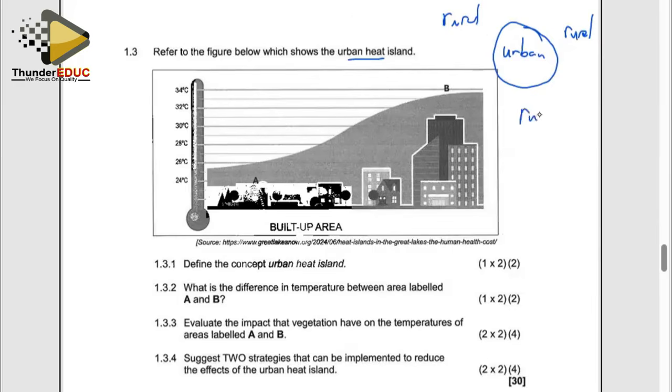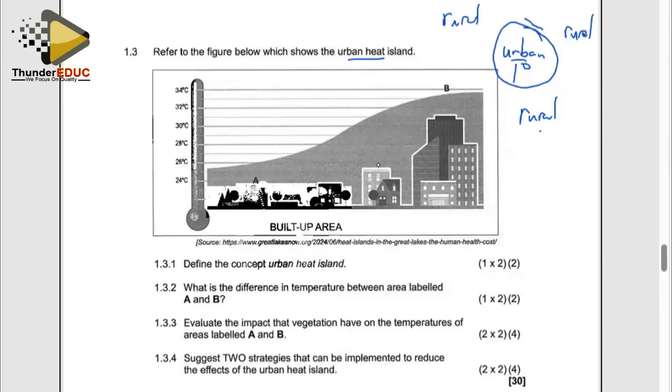So when we're talking of an urban heat island, we are saying it's an urban area whose temperature is higher compared to the surrounding rural areas. You tend to find that the temperature here will be higher in the urban area as you compare it to the surrounding rural areas. That is an urban heat island. An urban area whose temperature is higher compared to the surrounding rural areas.